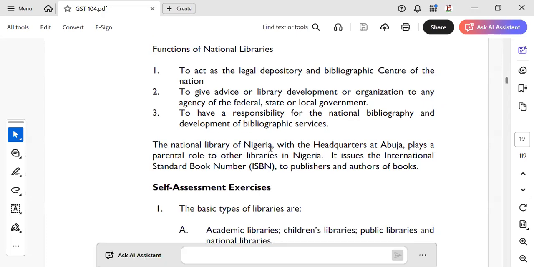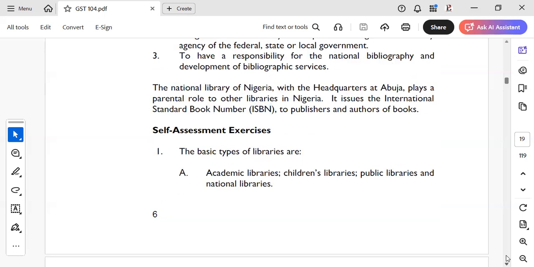The National Library of Nigeria, with the headquarters at Abuja, plays a parental role to other libraries in Nigeria. That was what I mentioned earlier. That is like the godfather of other libraries. It issues the International Standard Book Number, the ISBN. You have been seeing this on books. You don't even know what it means. International Standard Book Number to publishers and authors of books. International Standard Book Number, ISBN.